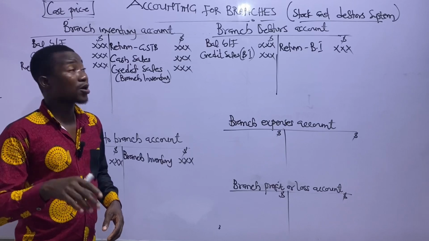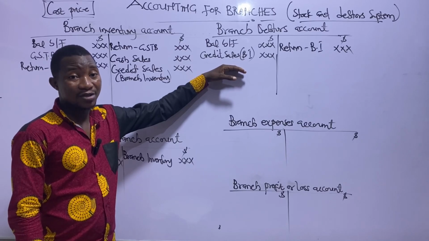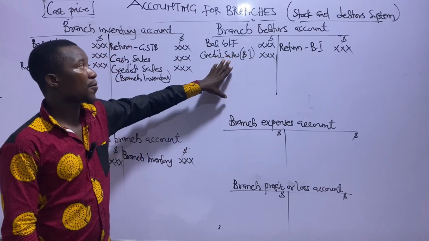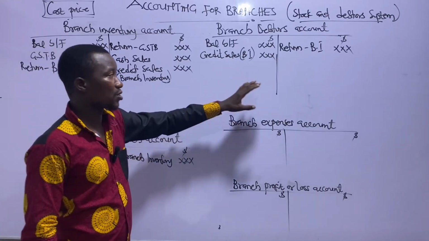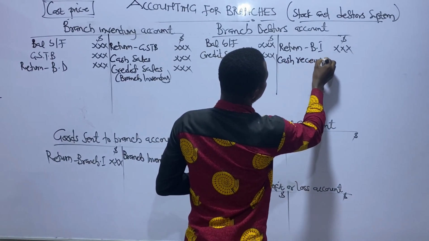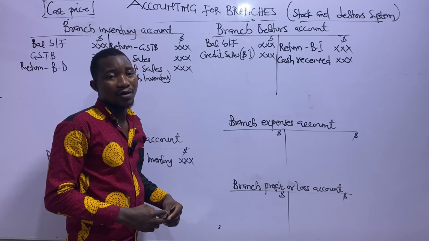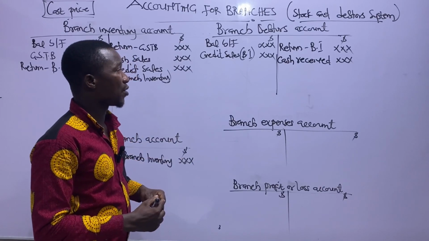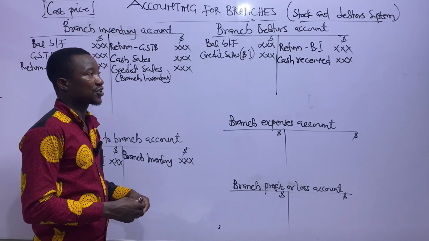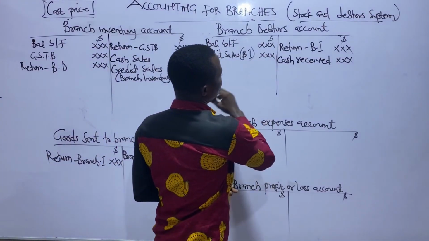Now, because the branch sold some of the goods to the branch customers on credit, they will make payment later. When they make payment, we call that a cash receipt. So when there is a cash receipt from the branch debtors, it reduces their balance. So we record at the credit side as cash received, and this cash received will be debited to the cash account. Is that okay? So the cash account is not that relevant over here. I told you that a local bank account will be opened with the branch to make all those cash deposits.